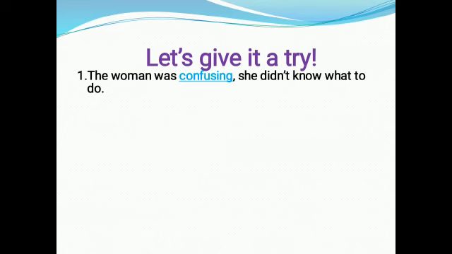The woman was confusing. The word confusing is describing the feelings of that woman. No, it is not describing the woman directly. It means she was confused. The woman was confused. The woman was not confusing. The word confused is basically describing her feelings. Let's see another example.